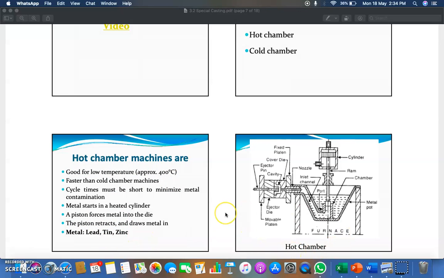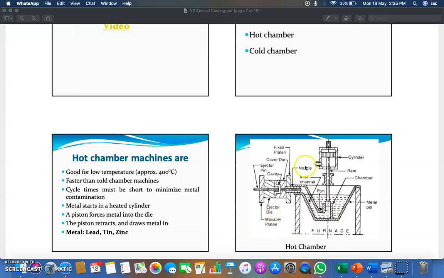Now come to the whole setup for this hot chamber machine. As you can see here, this is your ejector pin. This is the cavity, as you can see in this hollow form. This is the cover die and fixed platen. This is the fixed platen, means this will be fixed, and this is the movable plate. This plate will move from left to right.